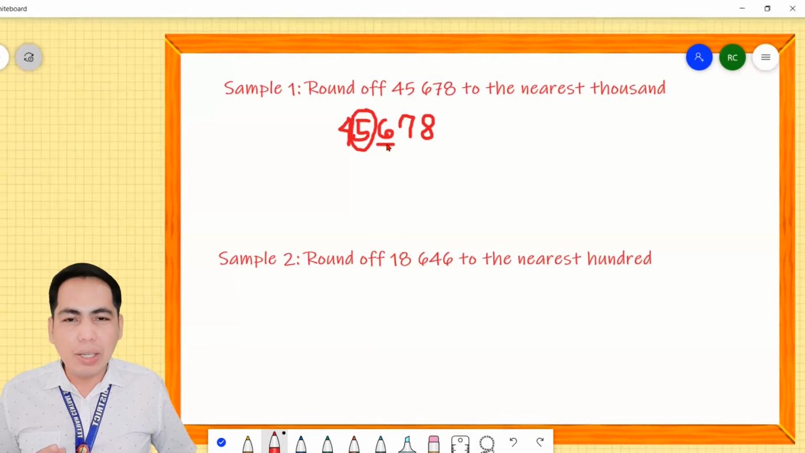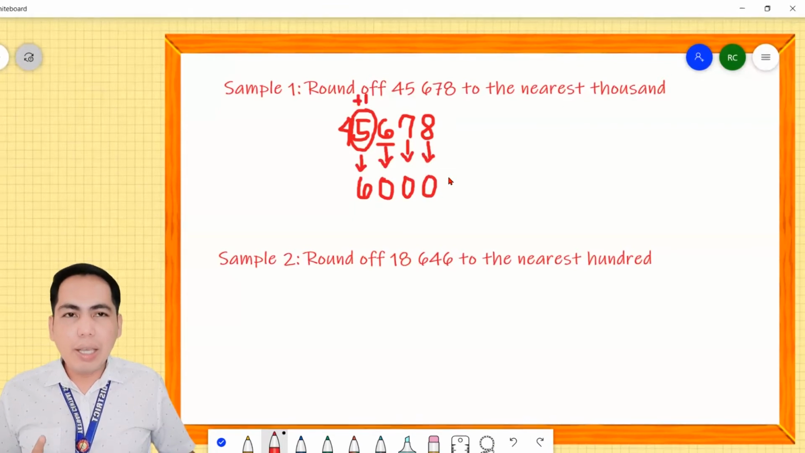But if this digit that I underlined is 5, 6, 7, 8, or 9, we have to add 1 to the digit that I encircled. Since this is 6, we have to add 1 to the digit that we are rounding off. So 5 plus 1 will give us 6. And then all of the digits after it will be replaced by zeros. So this 6 here will be 0. This 7 will be 0. And this 8 will also be 0.